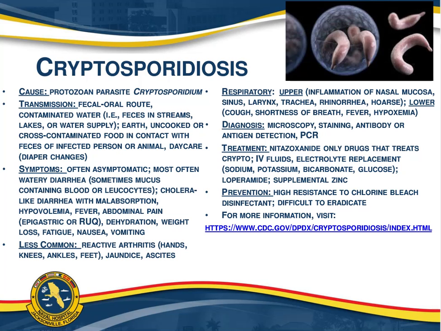Excuse me. Cholera-like diarrhea. You can get malabsorption, hypovolemia, fever, abdominal pain. These are possible symptoms. You can get arthralgias and myalgias. And the diagnosis is microscopy, staining, or serology, and PCR if it's possible. We had PCR, which was great. I was able to diagnose this.